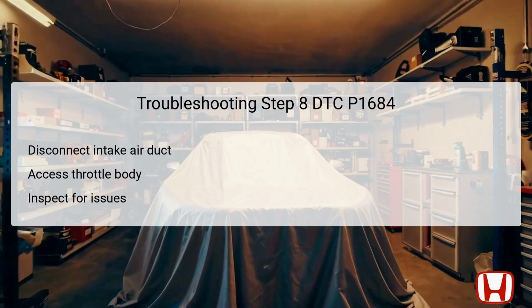This duct is responsible for channeling air into the engine's combustion chamber, and removing it allows for an unobstructed view of the throttle valve and surrounding components. Once the duct is removed, technicians can closely examine the throttle body for any visible issues, such as obstructions, wear, or misalignment. This inspection is critical, as it helps identify mechanical problems potentially contributing to the P1684 DTC.